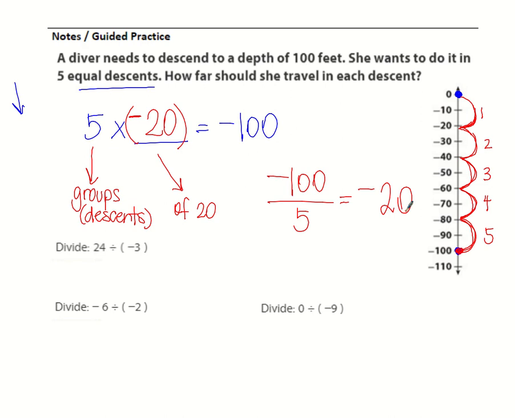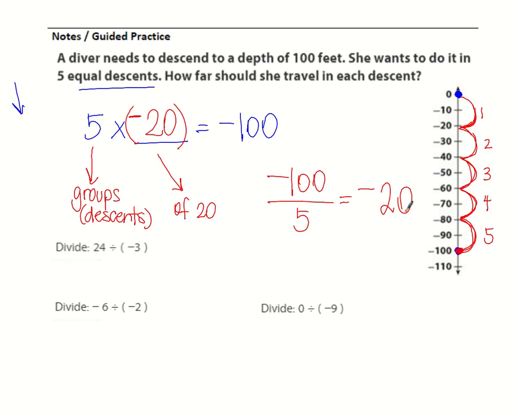Now what we're not going to do is show you division with chips, because it gets really difficult, especially when you're trying to divide the opposite of a chip. So what we're really going to focus on here is that you understand that division can be written as a ratio.